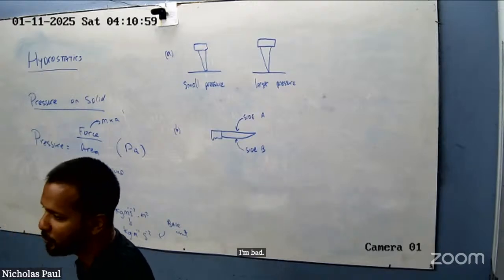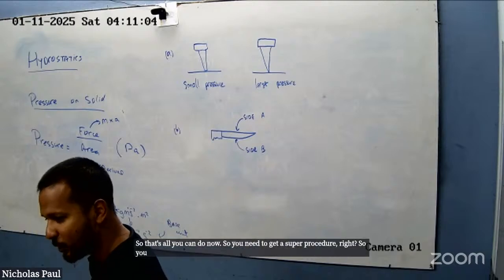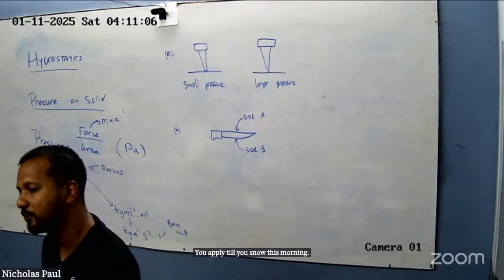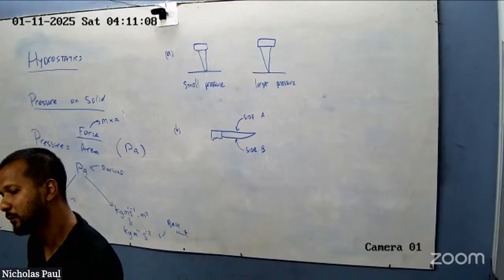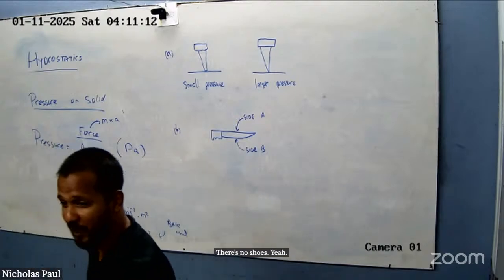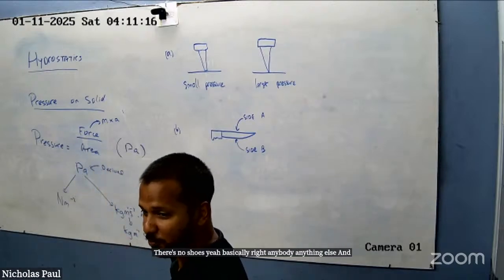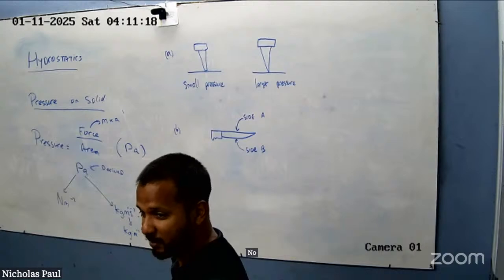Right, so how can you do that? You need a bigger surface area, so the pressure that you apply to the snow will be smaller. How can you do that? Make snowshoes, yeah, basically. Anybody anything else? Samir? Ethan?